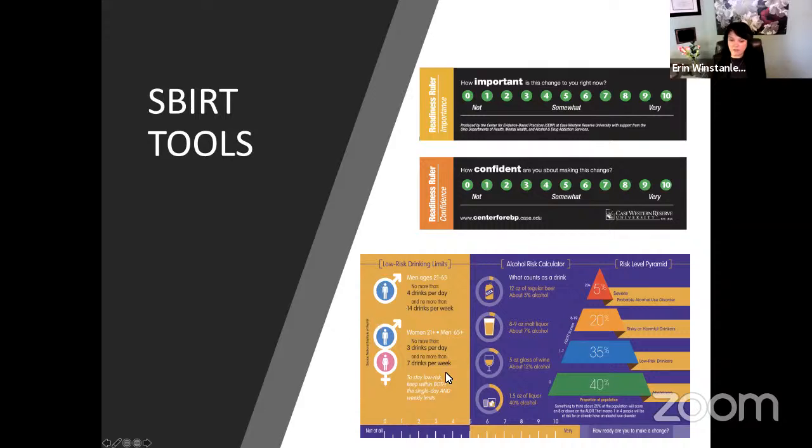While thinking about this and discussing alcohol use with patients, keep in mind what the alcohol safe drinking limits are for men and women. For men, it's no more than 4 drinks per day or 14 drinks per week. For women, it's no more than 3 drinks per day and no more than 7 drinks per week. And again, think about the readiness to change for better social behavior.